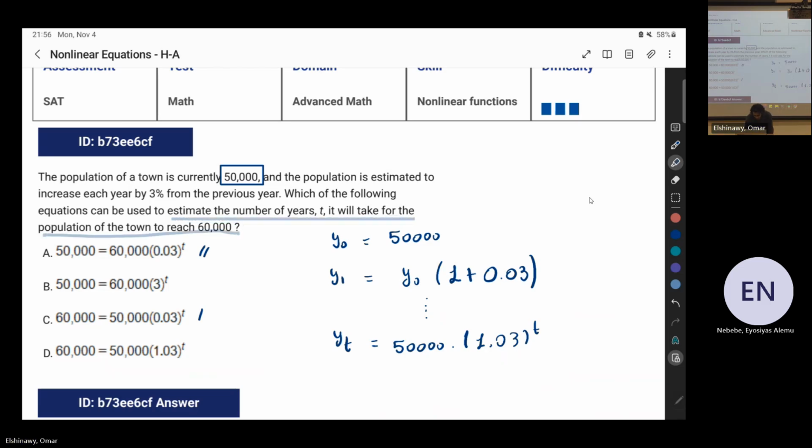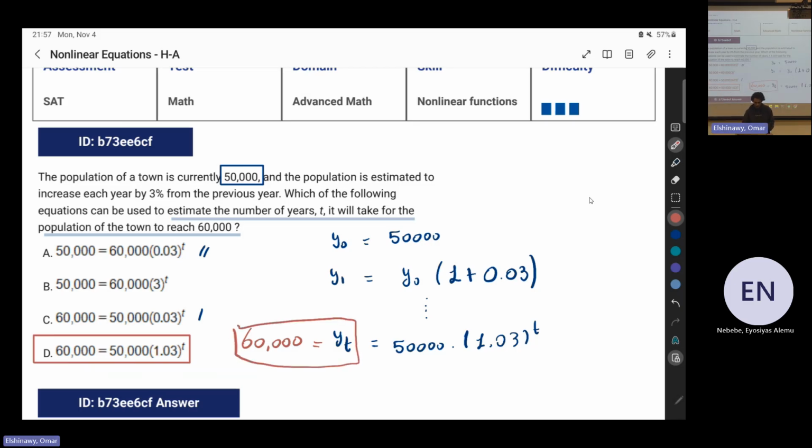Exactly. So after t years, we want to have 60,000 people. So this becomes our equation: 50,000 times 1.03 to the t is equal to 60,000. So on one hand, we want y of t to be 60,000. And on the other hand, we find a nice expression for it on the right.